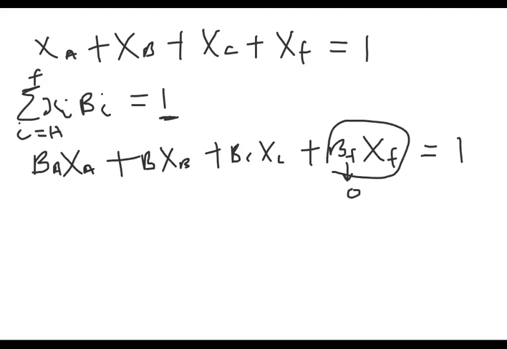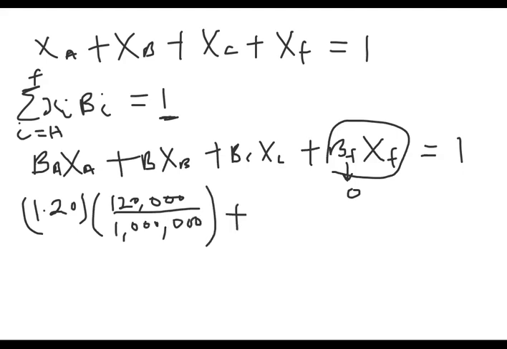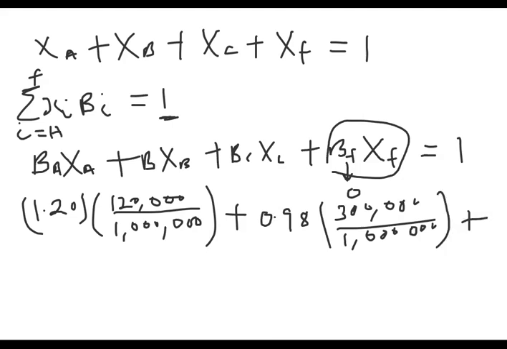Now, we know that the beta of stock A is equal to 1.20 multiplied by the weight, which in this case is 120,000 all over 1 million, plus the beta of B, which is 0.98, multiplied by 300,000 all over 1 million, plus the beta of C, which is 2.3, multiplied by, we don't know the share of C, so I'm going to call that one XC. And it should be equal to the market beta, which is equal to 1.